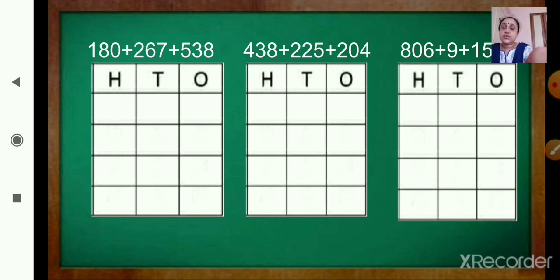180 plus 267 plus 538. Now 438 plus 225 plus 204. And again the last one, 806 plus 9 plus 15. I have shown you, I have told you, and explained to you also how you will write the numbers. So this one you will write.